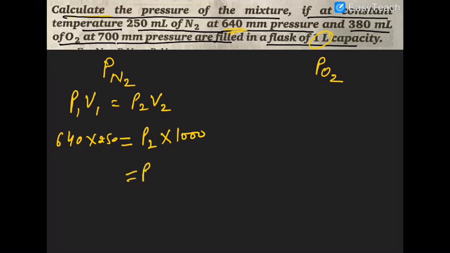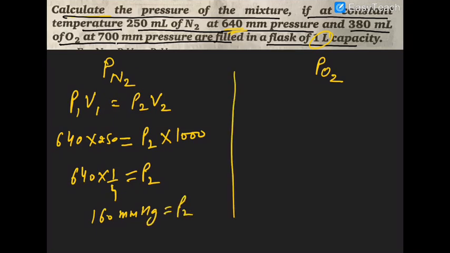So what can be the pressure here? It is 640 into 1 by 4. So it is 160 mmHg. That is the P2. Okay, sure about that or not?